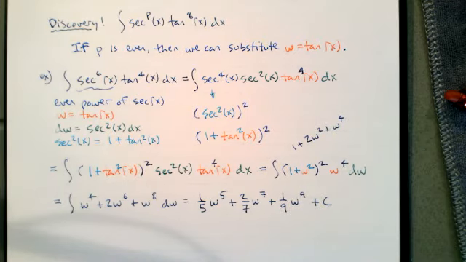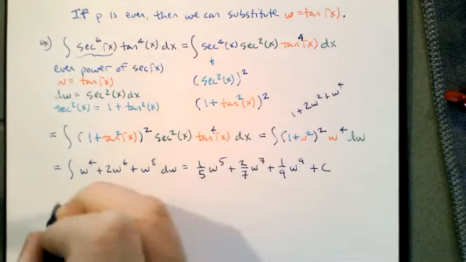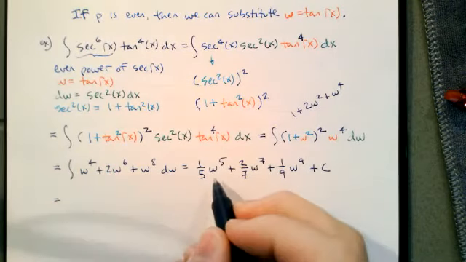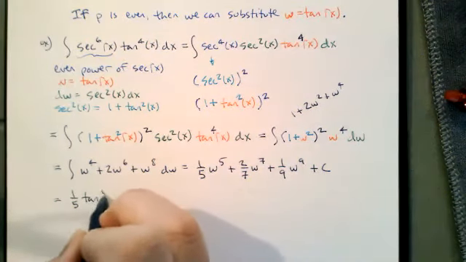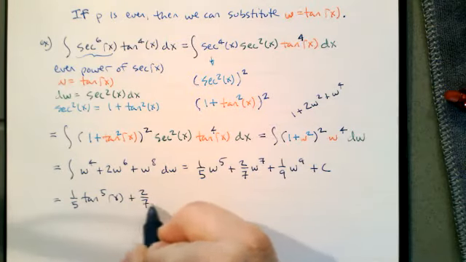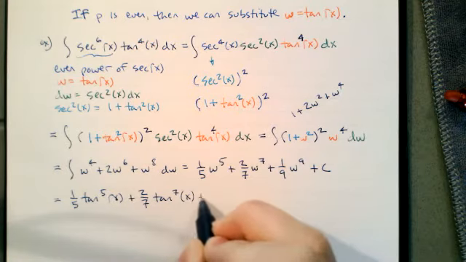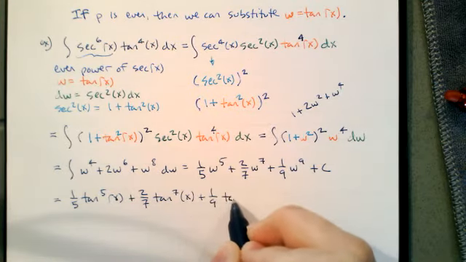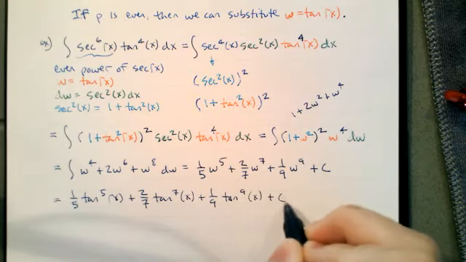This is not acceptable as an answer because this is an answer in w and we have to answer in x. So now we just go back and put the tangents back in. So our final answer will be 1/5 tangent to the 5th x plus 2/7 tangent to the 7th x plus 1/9 tangent to the 9th x plus c.